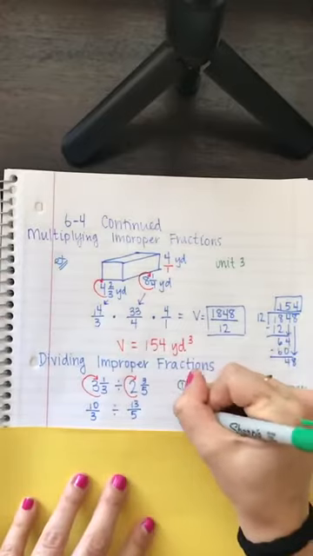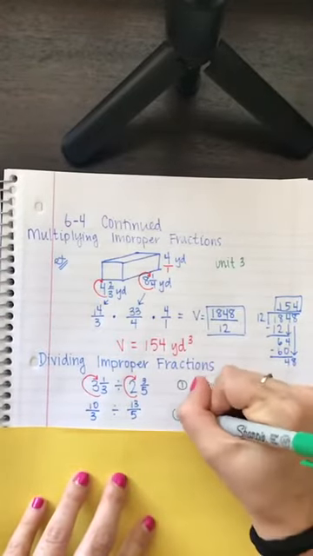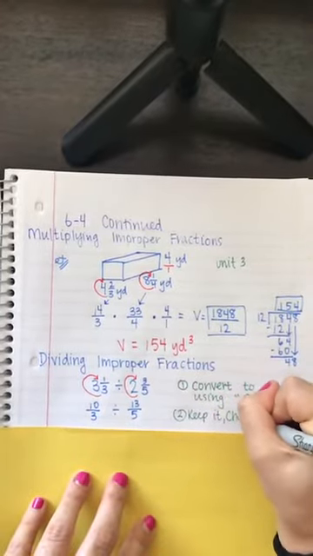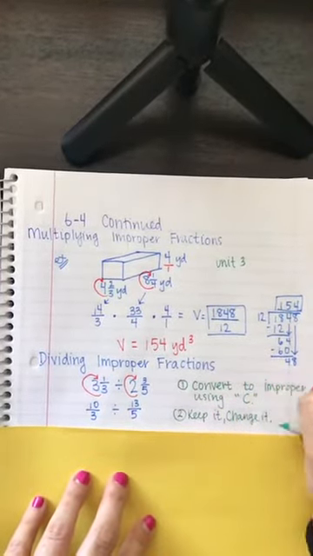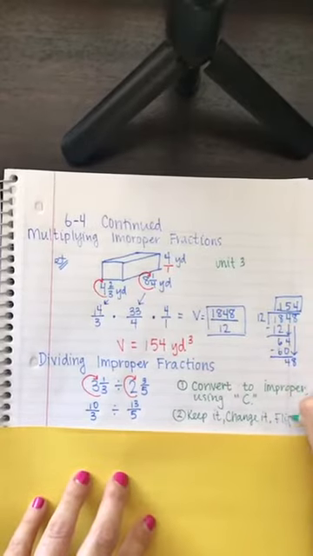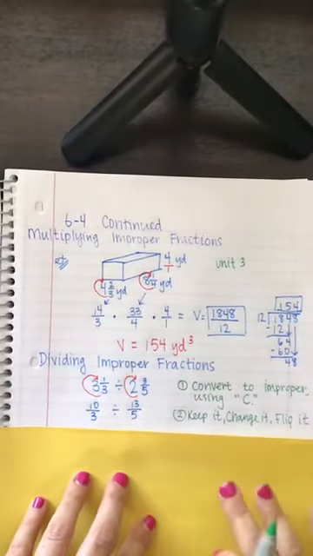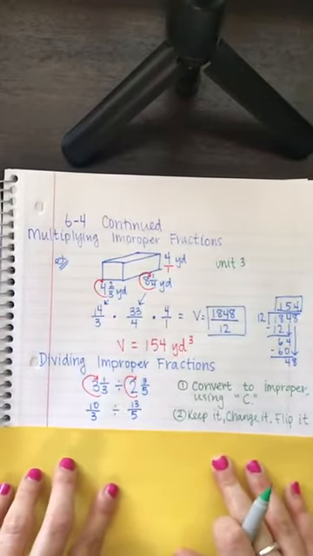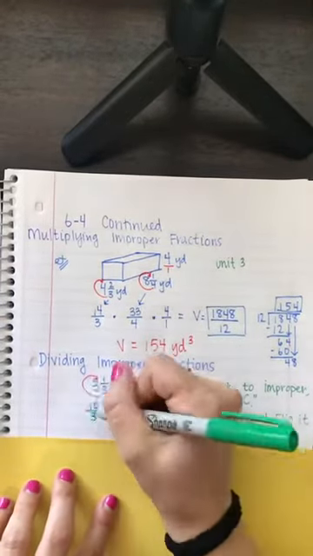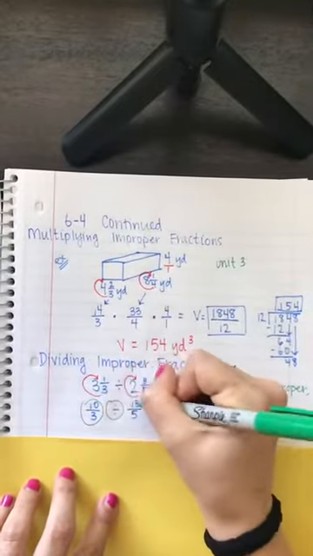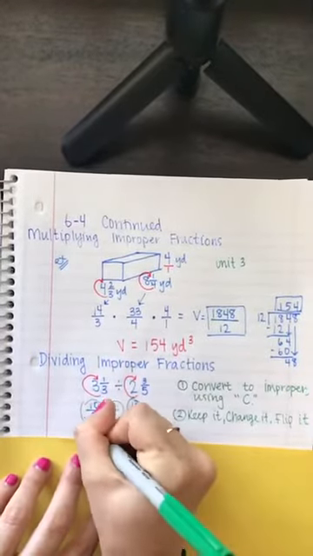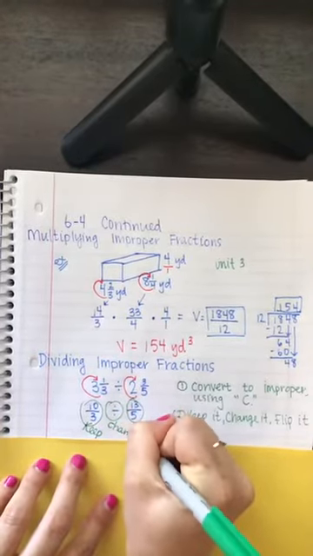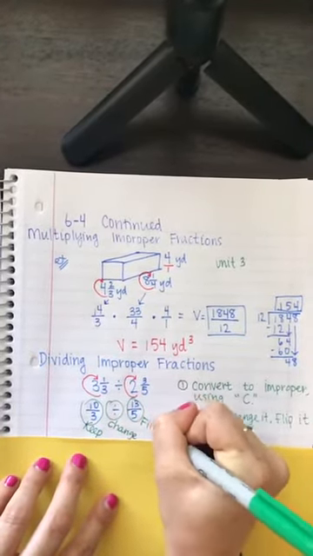And now we have this nice little jingle of keep it, change it, flip it. So our division problem is really just going to become a multiplication problem. Okay, here's our 3 parts. Keep, change, flip.